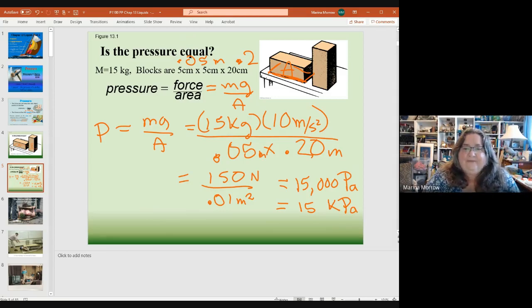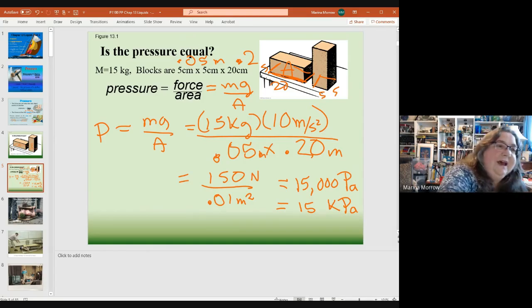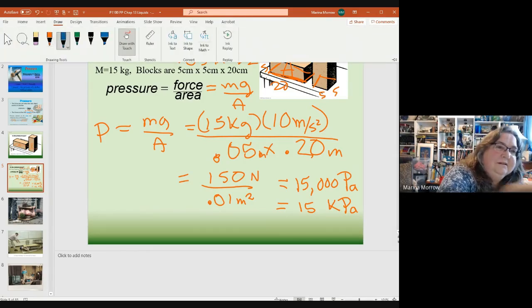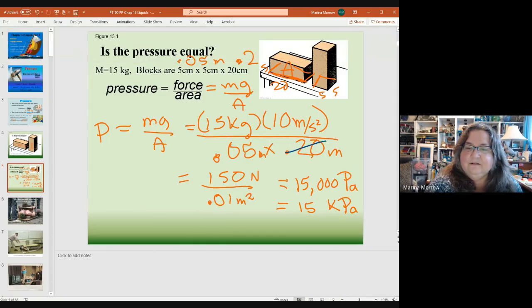Okay, now what about block B? Well, for block B, the area is going to be 5 by 5, right? Instead of 5 by 20. So how would that change our problem? Well, what that's going to do, of course, is take out the 20 here. So the same force, but the area has changed quite a bit. So 0.05 times 0.05 is going to be 0.0025.